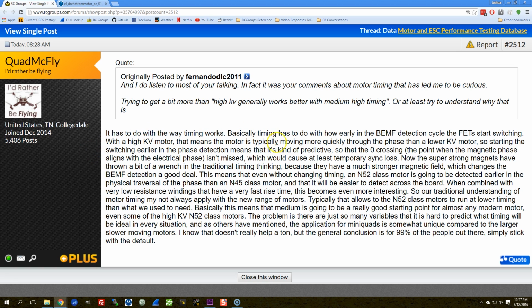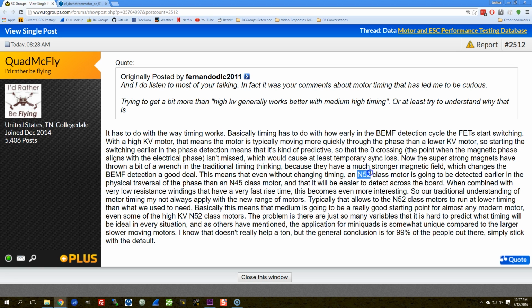With a high kV motor, the motor's moving more quickly, so we need to start earlier because we need to get there before the actual motor reaches the right point in its rotation. But stronger magnets make the back EMF detection rise faster, and therefore, we detect the point where we need to start pumping the current in sooner because the magnet is stronger. Therefore, the N52 class motor actually acts like we have a slightly different timing than a lower, like an N45 class motor. This is a stronger magnet. This is a weaker magnet.